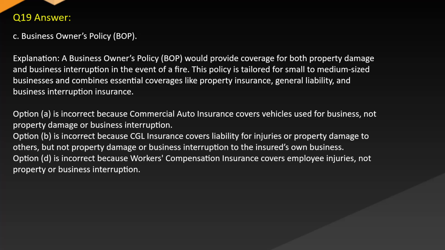Option A is incorrect because commercial auto insurance covers vehicles used for business, not property damage or business interruption. Option B is incorrect because CGL insurance covers liability for injuries or property damage to others, but not property damage or business interruption to the insured's own business. Option D is incorrect because workers' compensation insurance covers employee injuries, not property or business interruption.